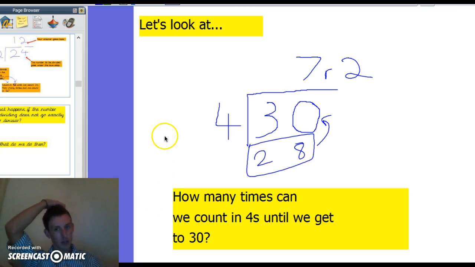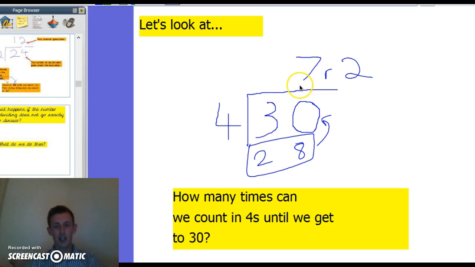So let's have a look at this one here. We've got 30 divided by 4. How many times can we count in 4s until we get to 30? So we're going to count in 4s using our boxing hands until we get to a number just under 30, but if we added one more 4, we would go over our number underneath the bus stop. So we have 4, 8, 12, 16, 20, 24, 28. I can't add another 4 because that would take me to 32. So I've got 7 fingers held up. Okay, and that takes me to 28.